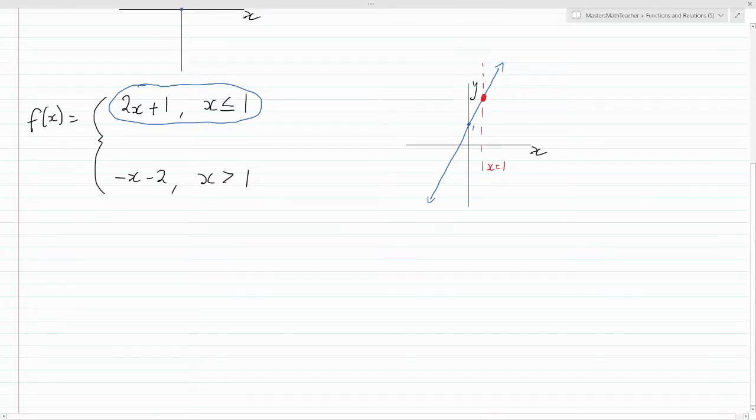How do we find the y coordinate? Well, we shove it into the equation. So we're going to go with y equals 2 times 1 plus 1. So y equals 3.